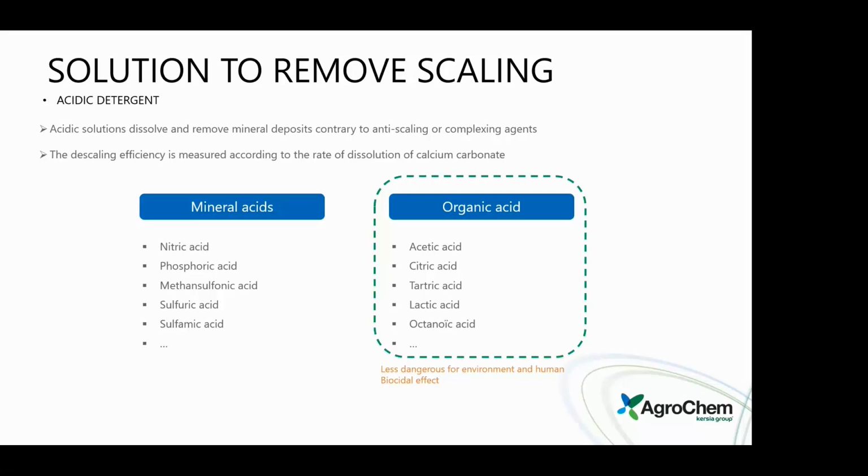So using the acidic detergents, just showing basically the breakdowns of different types of acids, the mineral acids and the organic acids. So descaling efficiency is measured according to the rate of dissolution of the calcium carbonate. Again, we use several different acids as we go through our products. We'll hit a little bit on what each of those has in them and finding the right acid for going after your best cleaning situation or the least detrimental to the equipment that you're using.